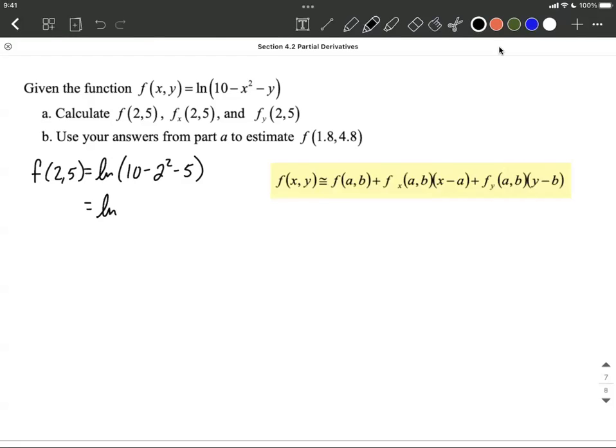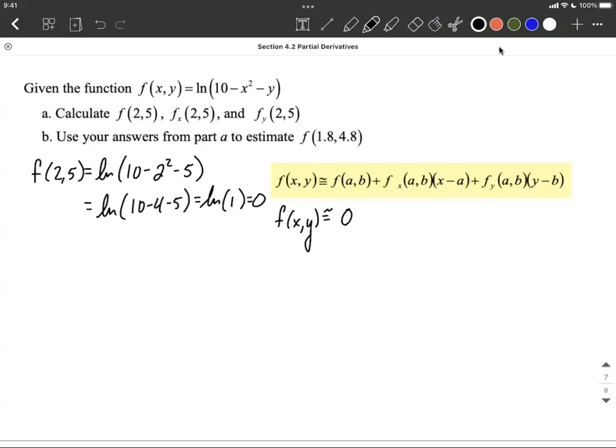Which I believe this works out to be natural log of 10 minus 4 minus 5, which is the natural log of 1. Well, the natural log of 1 works out to be 0. So on that spot, in our formula, we're going to go ahead and fill in a 0. f of x, y is approximately f of a, b. The a is going to be our 2, and the b is going to be the 5 as we get going on these.